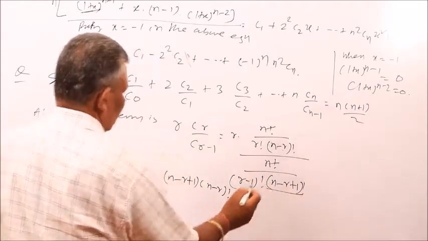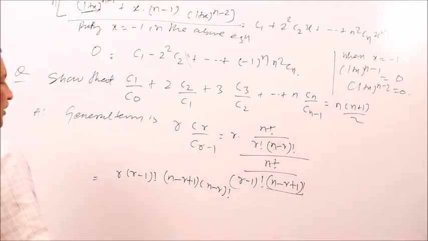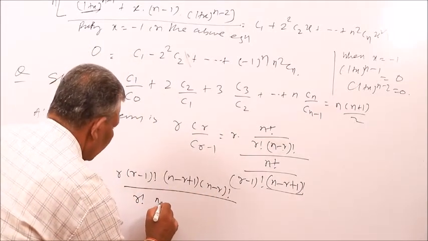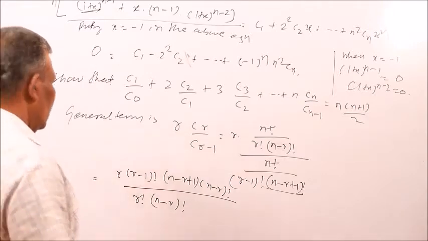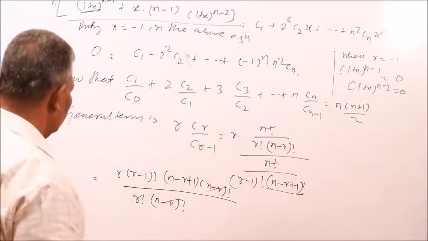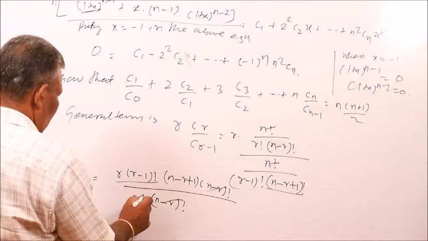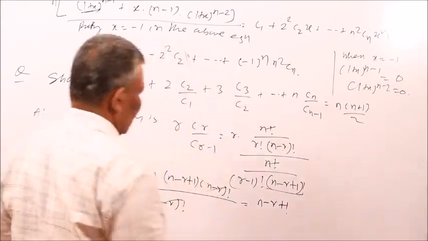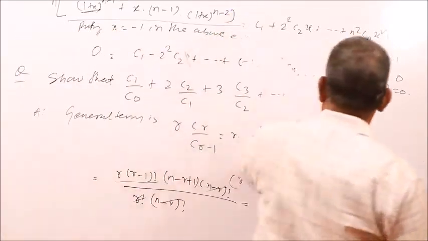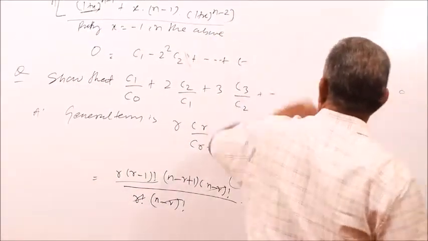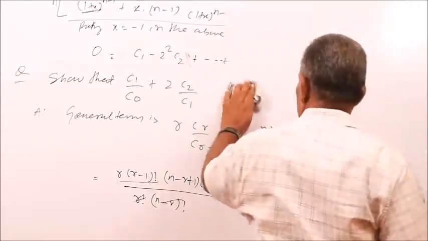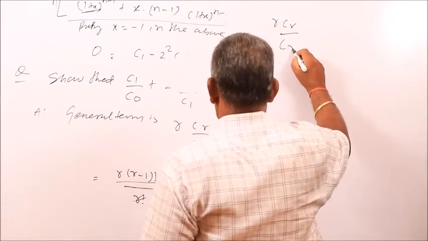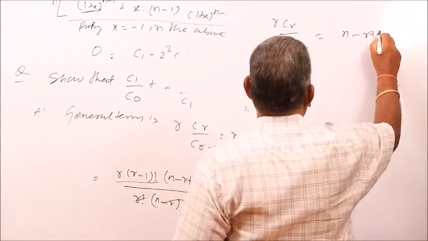We can break this n minus r plus 1 factorial as n minus r plus 1 into n minus r factorial, whole divided by r factorial, n minus r factorial. So cancelling n minus r factorial, and r into r minus 1 factorial will be r factorial. So we have n minus r plus 1. That is, r Cr by Cr minus 1 equals n minus r plus 1.